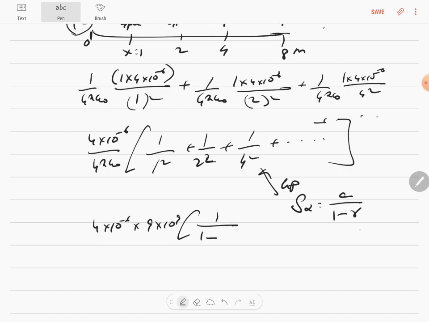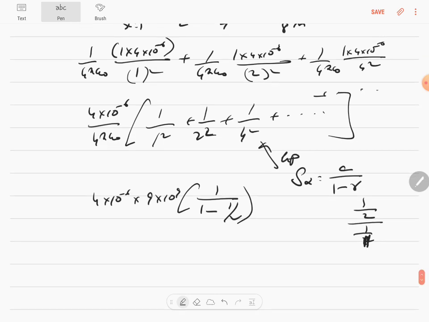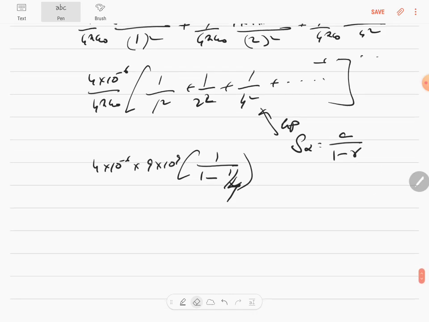What is R? Second term by first term. First term is just 1 by 2... Let's see, 1 by 16 by 1 by 4. Oh no, 1 by 4 by 1. So it's 1 by 4. I'm sorry. R, the second term by the first term, is 1 by 4. 1 by 4 by 1 is 1 by 4.